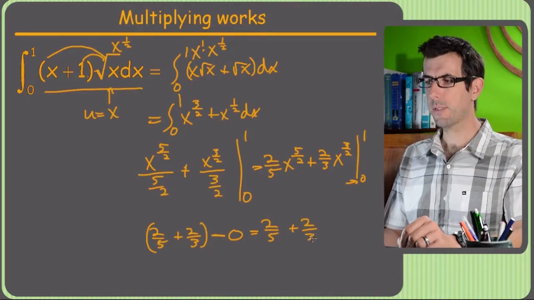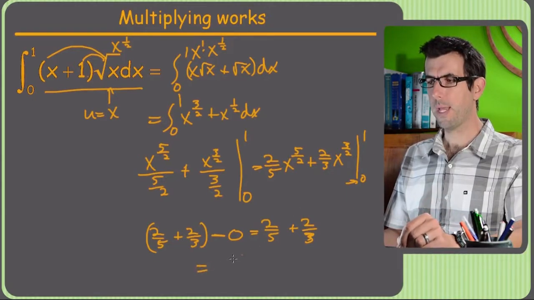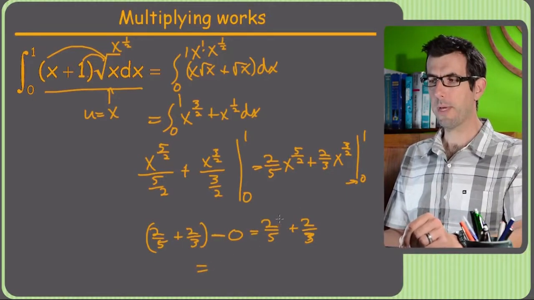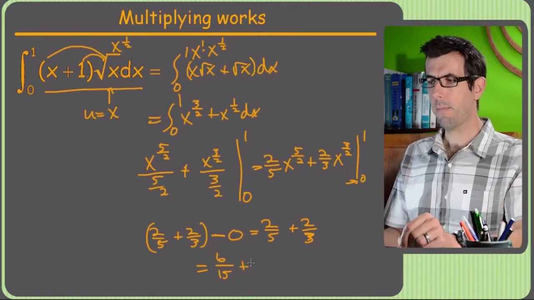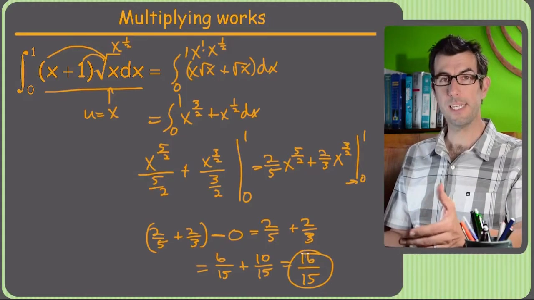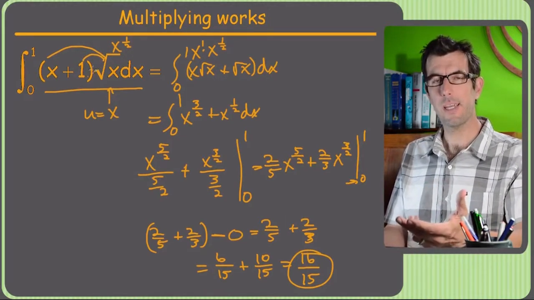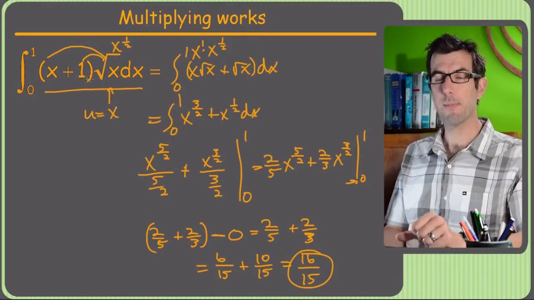So 2/5 plus 2/3 is my answer. Better if that was a common denominator, so this will become how many 15ths? Got to multiply by 3 over 3, so that's 6/15 plus 10/15 equals 16/15. All right, a little bit tedious, but as you can see, when you have something where the powers aren't very high, you can just distribute it and everything might work out pretty well.